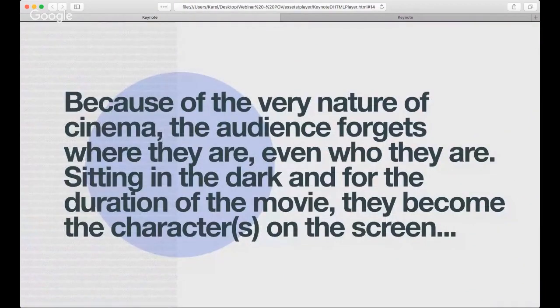Here's what I would say is the reason why POV identification is important in cinema. Because of the nature of cinema, the audience forgets where they are, even who they are. Sitting in the dark, and for the duration of the film, they become the characters on the screen. That's when point of view works. And it's your job as the writer to try and achieve that.